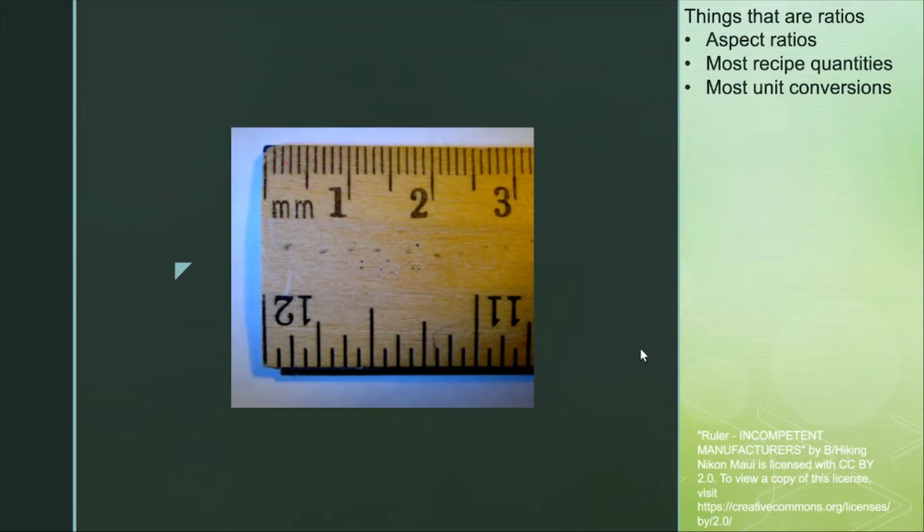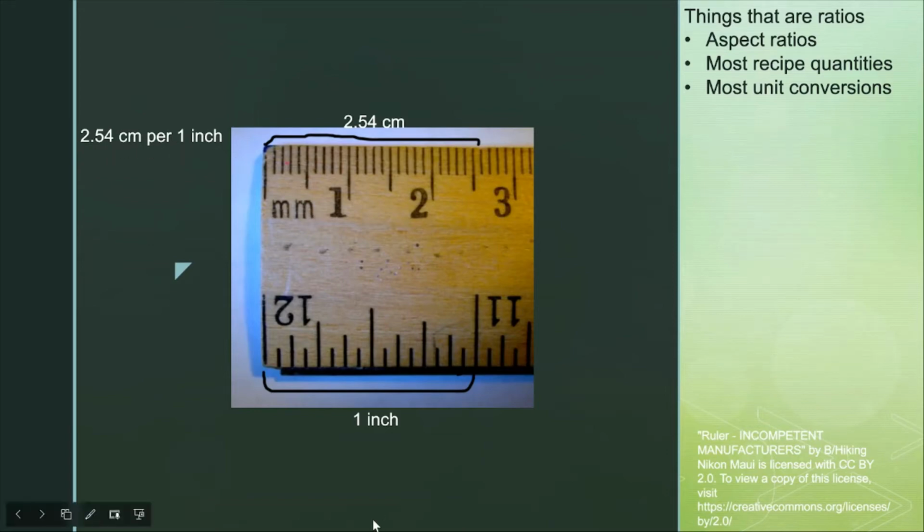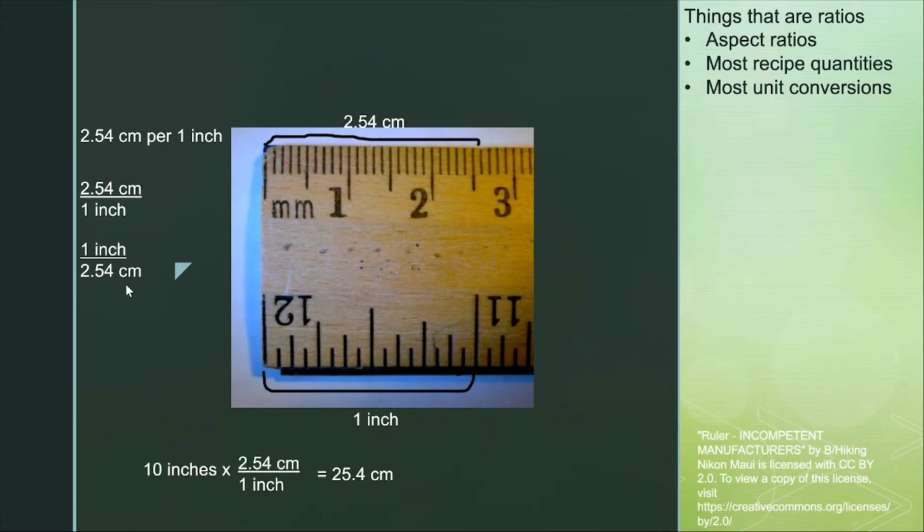Most unit conversions are ratios. 2.54 centimeters per 1 inch. The "per" is a dead giveaway that this is a ratio. When we express this ratio as a fraction, it becomes a unit conversion. We simply multiply inches by the conversion factor to get centimeters. And to make sure that we have the conversion factor the right way up, cancel your units.